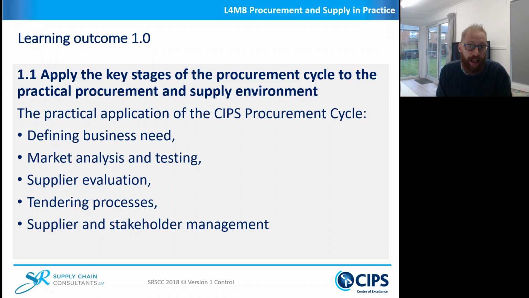As it's a learning outcome, we know that the questions they can ask can only be derived from the learning outcomes, so it's really important that we focus in on this SIPS procurement cycle, which has 13 stages, which we're going to see in a second. It's much more likely, however, that they will condense down a question to look at some of these key overviewing topics within the procurement cycle. So the idea of defining the need, market analysis and testing, supplier evaluation, tendering processes, and supplier and stakeholder management. Let's start by going through each of those and the kind of things that they might ask.